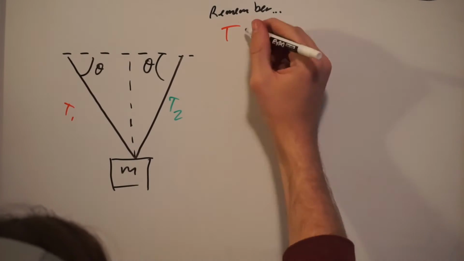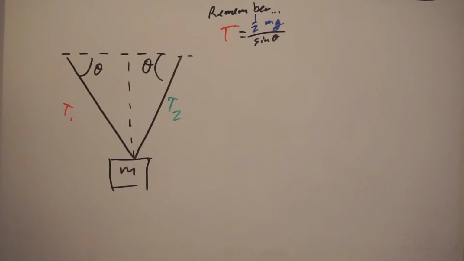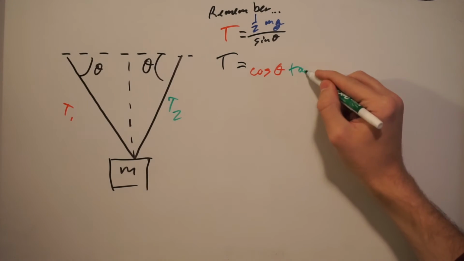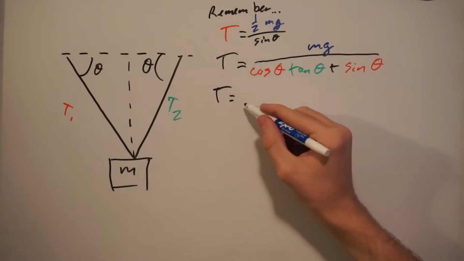Remember how I said that the tension is equal to 1/2 the weight force over sine of the angle. I can prove why that is now. And I can also prove why each string gets half the weight force. Tension equals mg over, let's just use tension 1, cosine of the adjacent angle, theta, tangent of the opposite angle, theta, plus sine of the adjacent angle, theta. Oh hey, they're all theta.